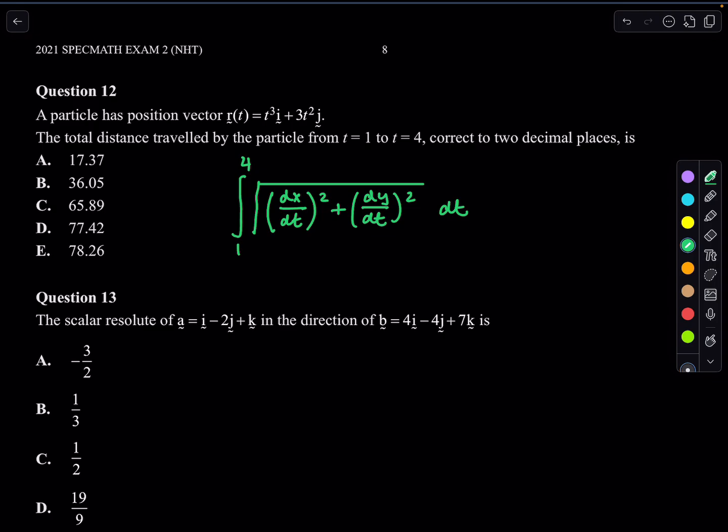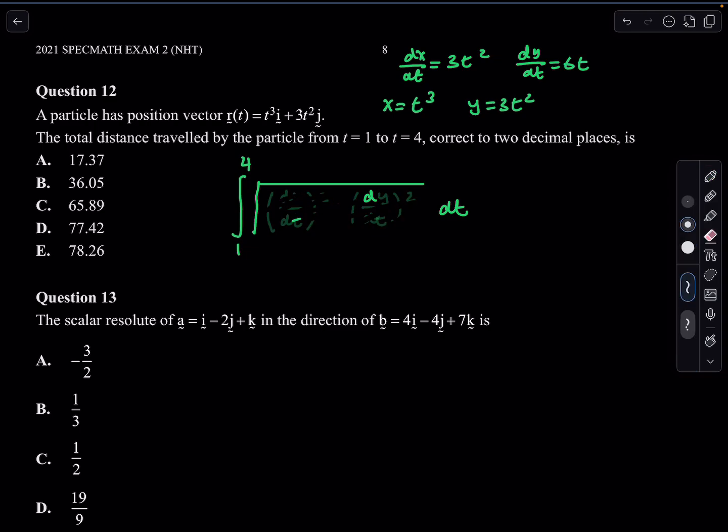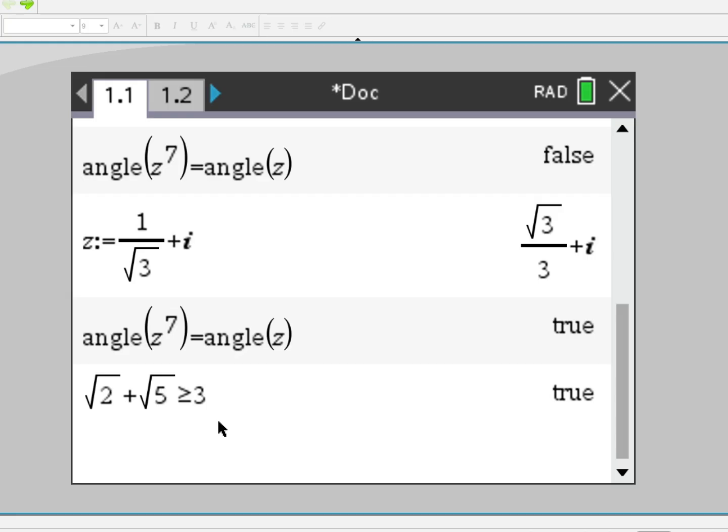So what's dx/dt? Our x in this case is t to the power 3. Our y is 3t squared. So our dx/dt is 3t squared, and your dy/dt is 6t. Putting them in here, of course, making sure that you square them, what's this squared? It's going to be 9t to the power 4 plus, then squaring this will be 36t squared. So let's put this in our calculator and find what it is equal to.